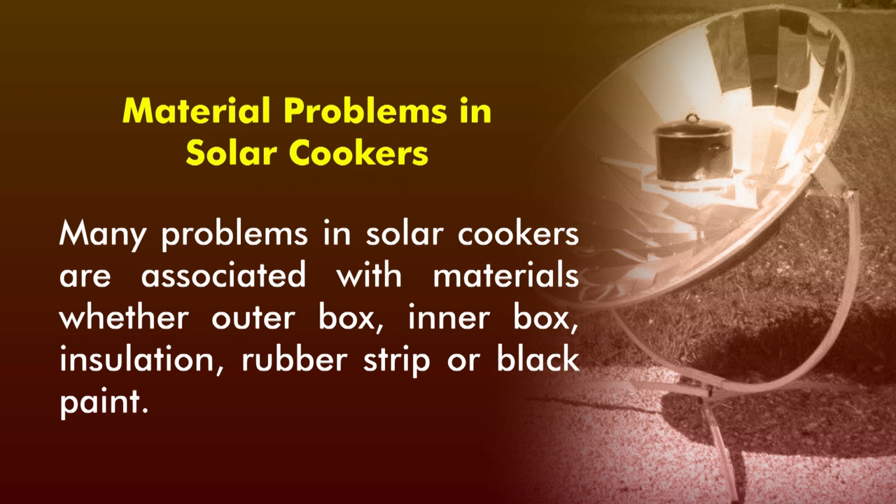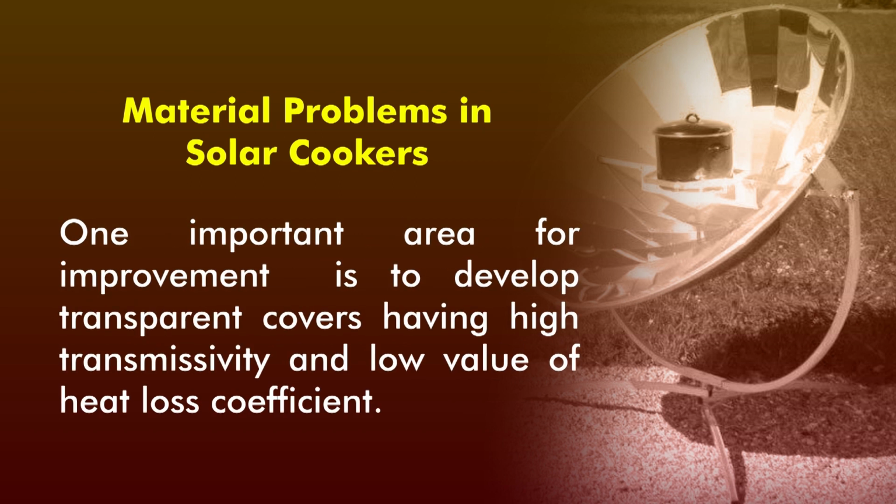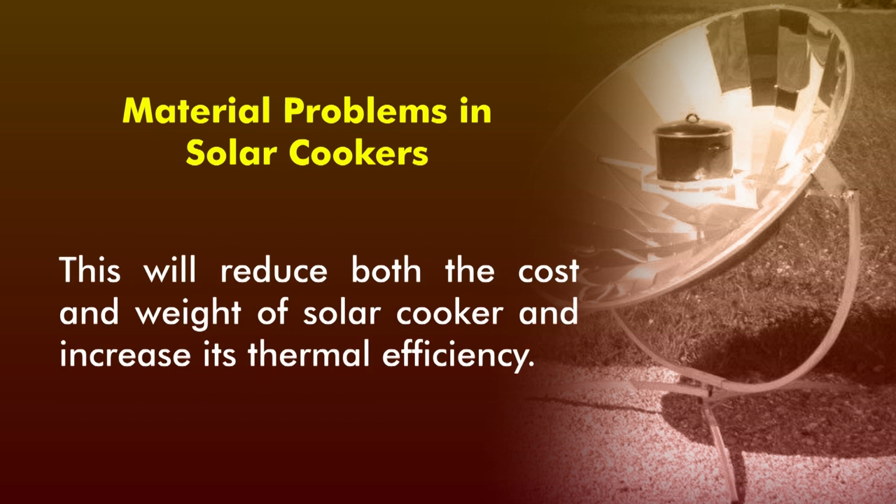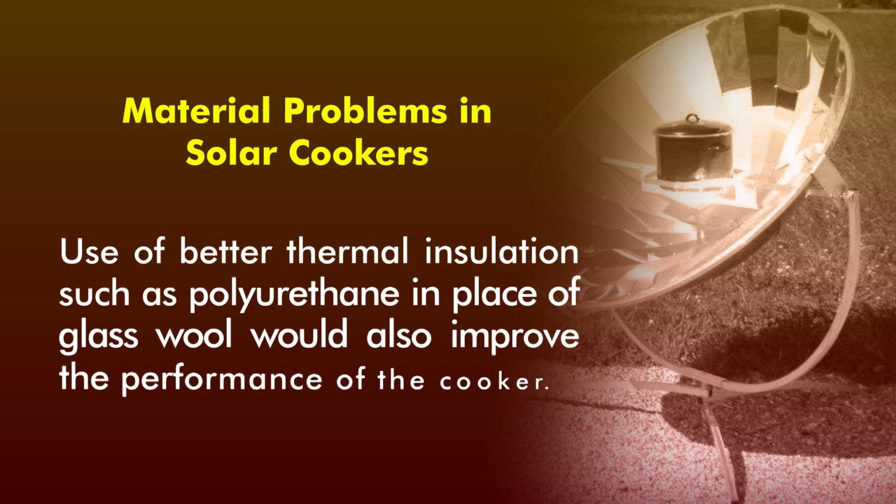Many problems in the solar cooker are associated with the material, whether outer box, inner box, insulation, rubber strip or black paint. One important area for improvement is to develop a transparent cover having high transmissivity and low value of heat loss coefficient. This will reduce both the cost and the weight of the solar cooker and increase its thermal efficiency. Use of better thermal insulation such as polyethylene in place of glass bowl would also improve the performance of the cooker.